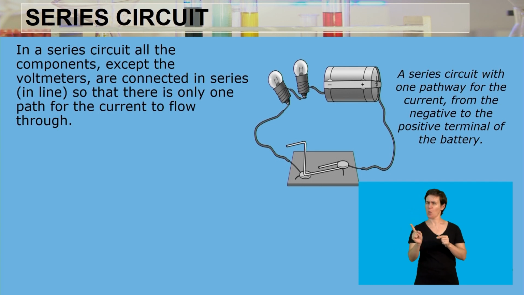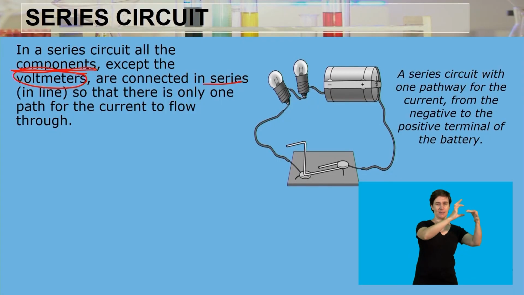So we need to know that in a series circuit, all the components, so everything that we find connected in a circuit, especially in series, all the components in a series circuit except for voltmeters, are connected in series. So that means they are connected one after the other. They are connected in line, as it says there. So that means if they are connected in series, there's only one path for the current to flow. Because they're connected in line one after the other, current has no choice but to follow only that particular path which has been identified for it.